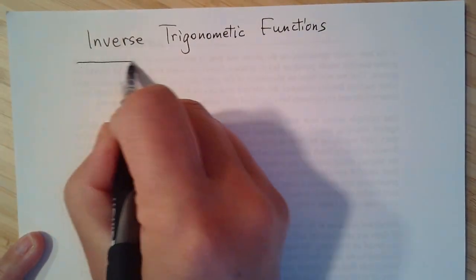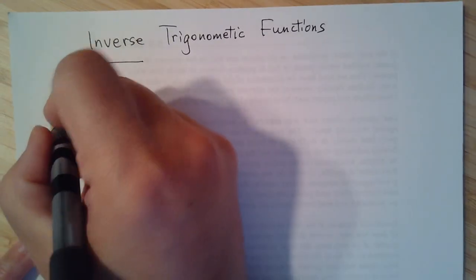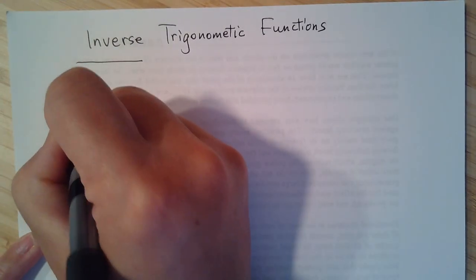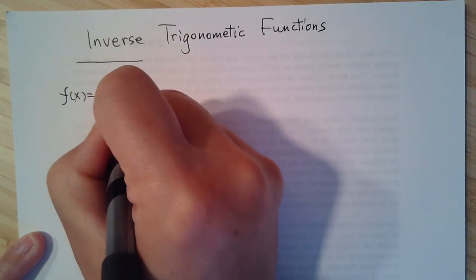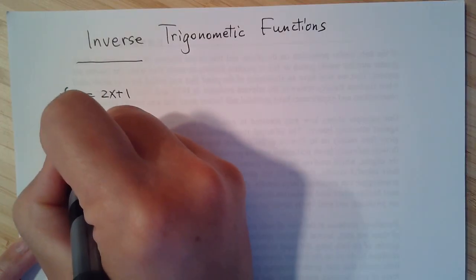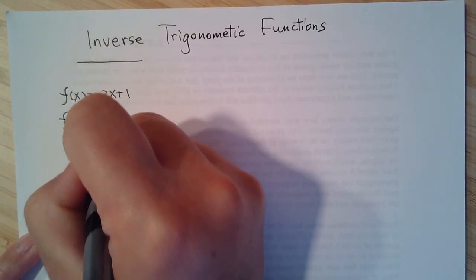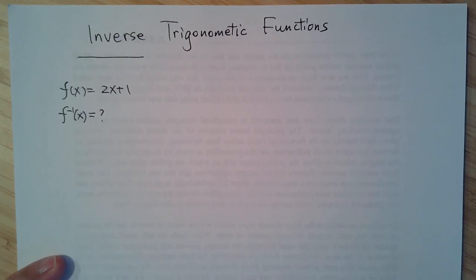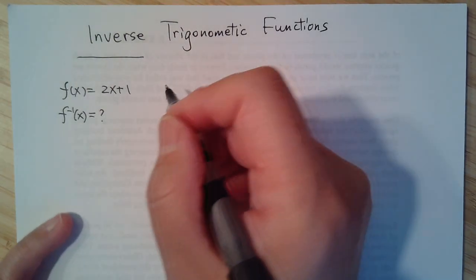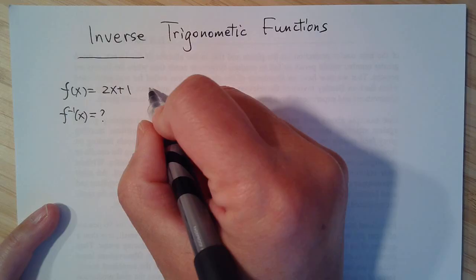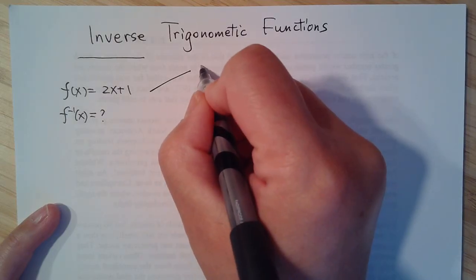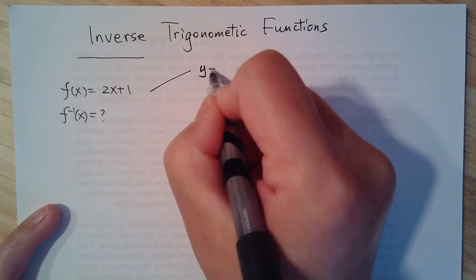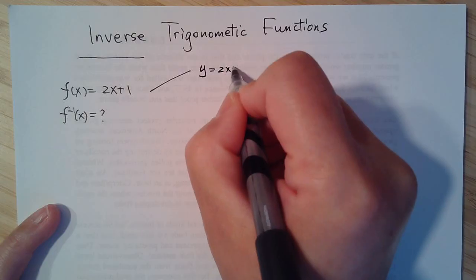First of all, let's do a quick review about the inverse function. If you have f of x equals 2x plus 1, can you find f inverse of x? That's what we learned much earlier. We first talk about the inverse function. There are magic 4 steps. Step 1, rewrite f of x as y. So you get y equals 2x plus 1.